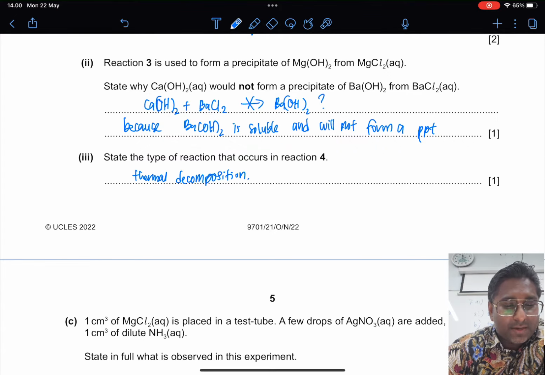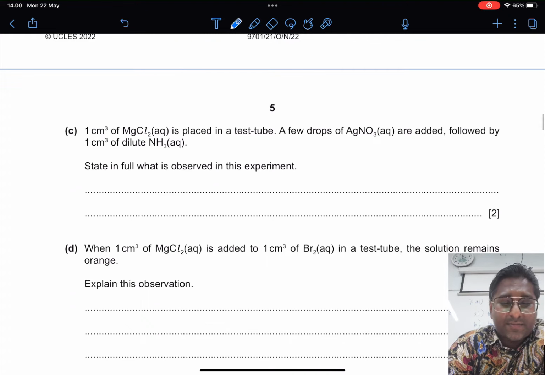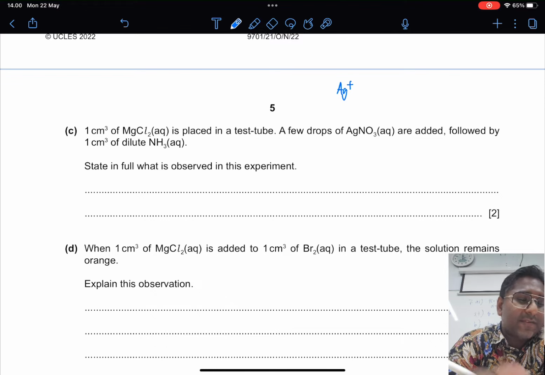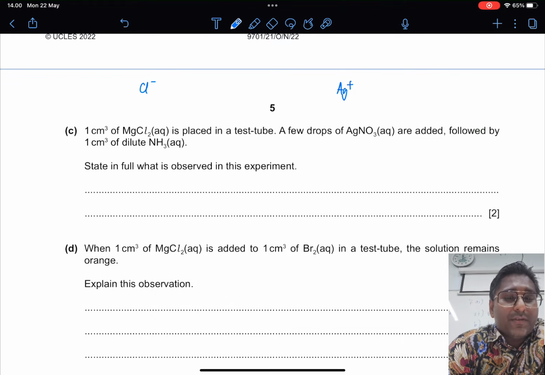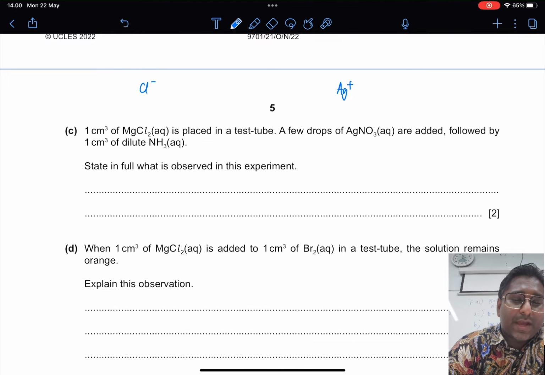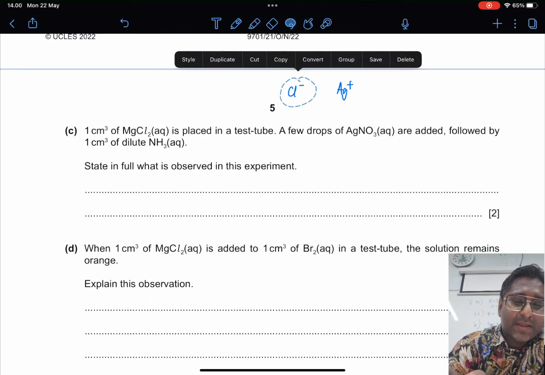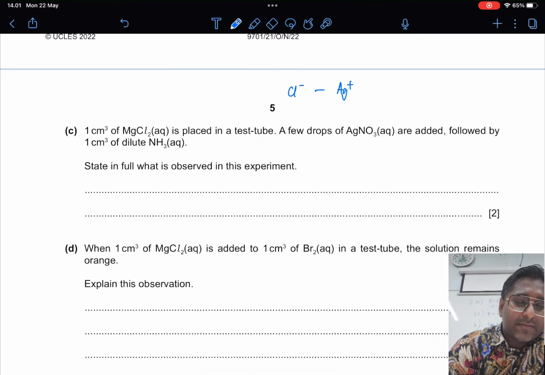Now a 1 cm cube of magnesium chloride is placed in a test tube. A few drops of silver nitrate are added, followed by dilute ammonia. Please remember, silver nitrate is contributing silver ions, and magnesium chloride gives you Cl minus ions. When these two join, you are going to get silver chloride. So Cl minus plus Ag plus gives silver chloride.